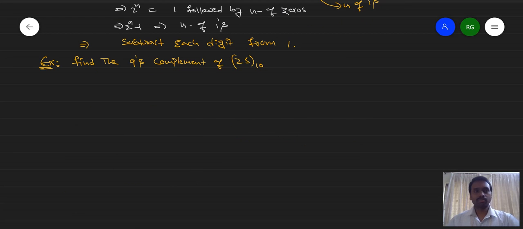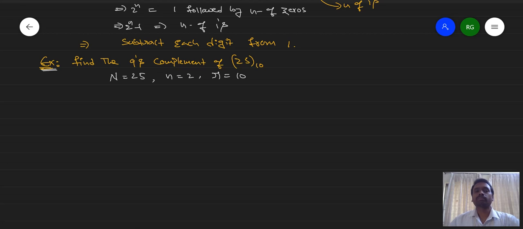For example, let us consider an example. Find the 9's complement, that is nothing but r minus 1's complement, of the decimal number 25. So here the number is 25. That means my capital N value is 25 and my small n value is 2, because 25 is composed of two digits. It has two digits, so the n value is 2, and we know the small r value for the decimal number system is 10.